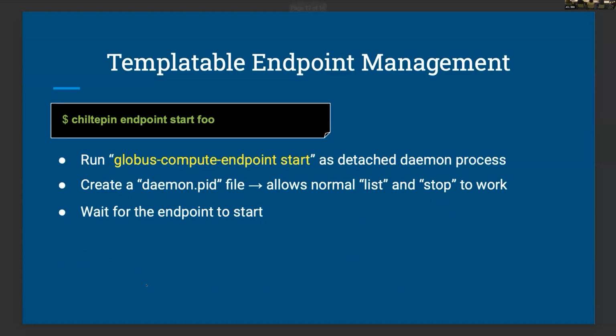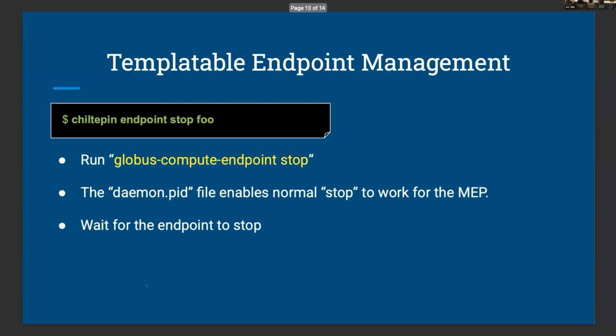Then when we start the endpoint, we add a little bit of magic sauce by just creating a daemon.pid file. For some reason, the multi-user endpoints don't do that. What this does is it allows the standard Globus compute endpoint list and stop commands to work the way that they normally do. And then we just wait for it to start up. And then because we created that PID file, stop works the way that you expect.